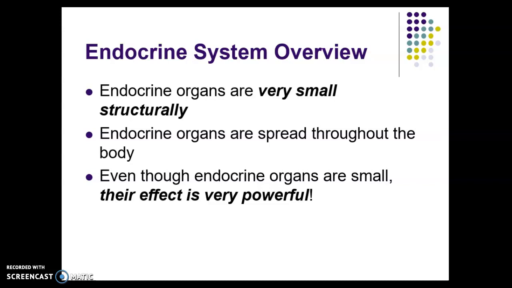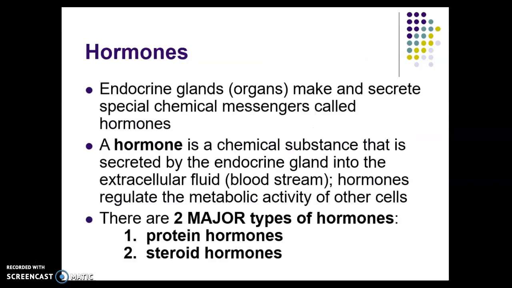Endocrine glands are relatively small in comparison to, say, the liver or the stomach and the intestines, but as I just said, their products, their hormones, have a huge, powerful effect. We have two major classes of hormones in the body, all right? These chemical signals, these chemical messengers: protein hormones and steroid hormones.